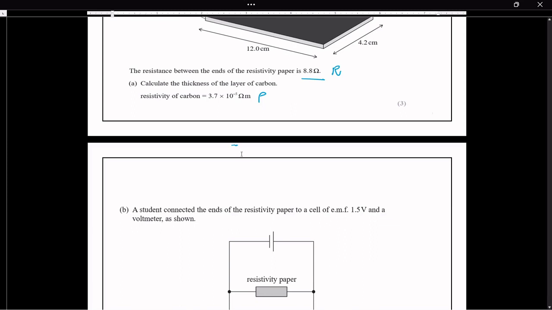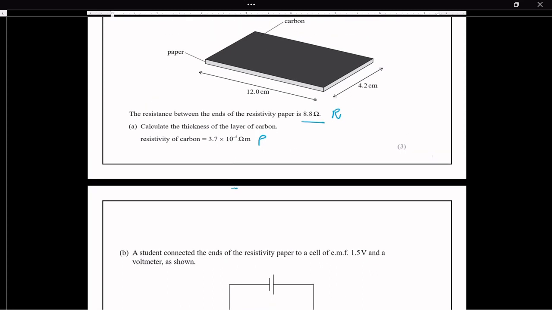So thickness of the layer means somewhat like this height. This height you have to calculate, the thickness. This is the thickness, the height. It's not this way, the thickness, the height is this way. This thickness you have to calculate. Okay.